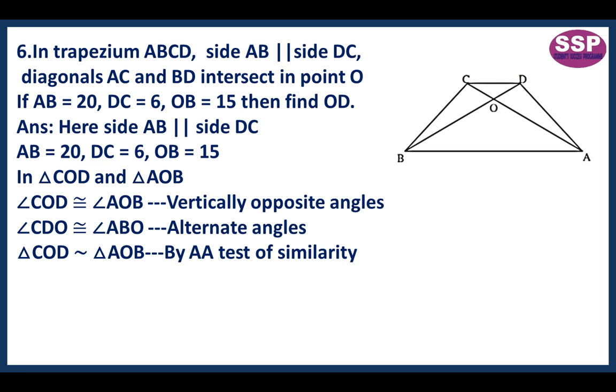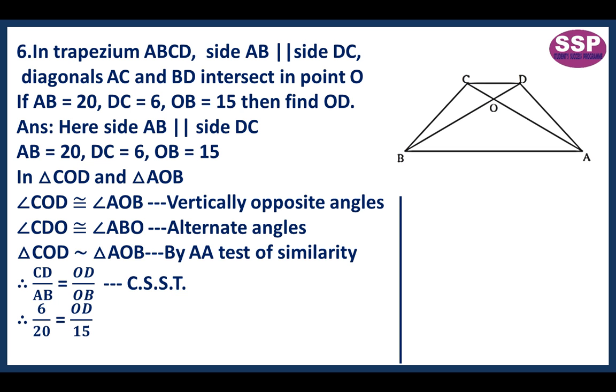As we know, corresponding sides of similar triangles are in proportion. Therefore, CD upon AB is equal to OD upon OB. On putting the values, we get 6 upon 20 is equal to OD upon 15. On simplification, we get OD is equal to 4.5. Okay.